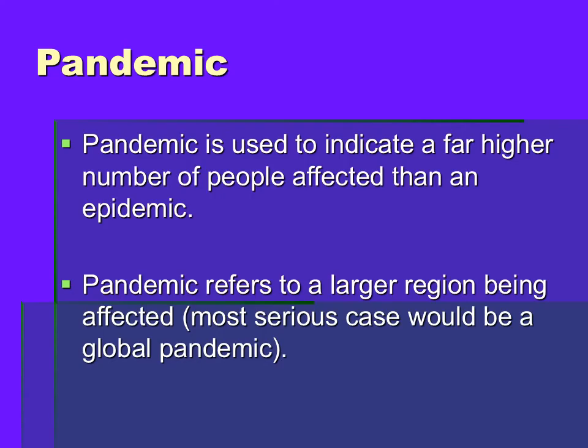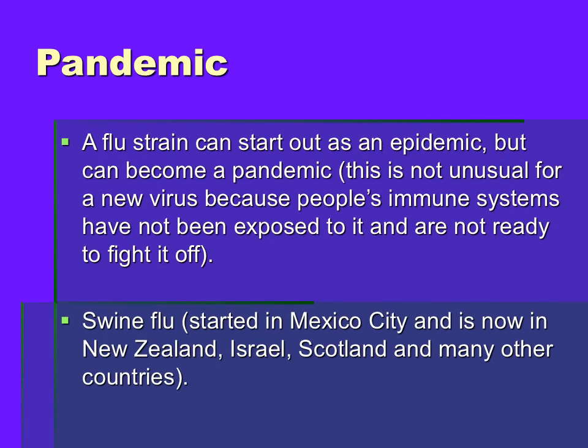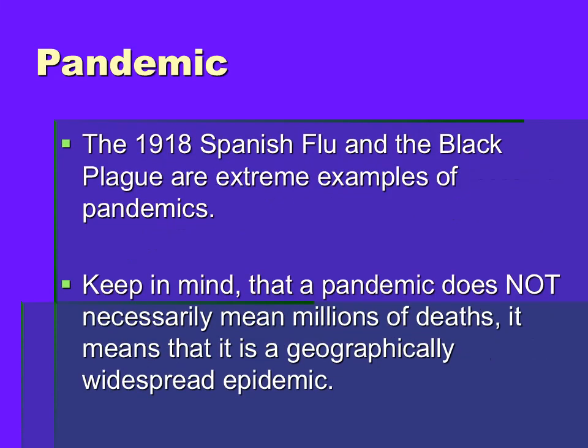A pandemic is used to indicate a far higher number of people affected than an epidemic. Pan means all and refers to a larger region being affected. The most serious case would be a global one. A flu strain can start out as an epidemic but can also become a pandemic. This is not unusual for a new virus because people's immune systems have not been exposed to it and are not ready to fight it off. An example, the swine flu started in Mexico City and is now in New Zealand, Israel, Scotland, and many others.